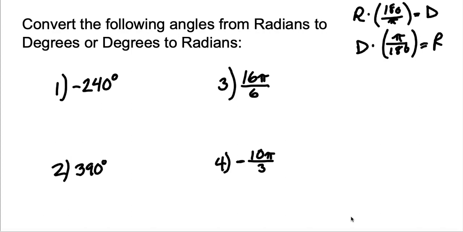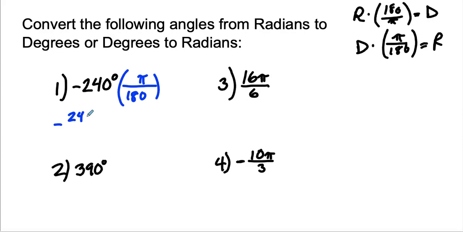Convert some angles from degrees to radians, and then the other way from radians to degrees. Okay, so the first thing we're going to do here is convert this angle in degrees back to radians. So if we do that, we're going to multiply by pi over 180. Now the best way to do this is just write it in a fraction and then simplify the fraction, right?